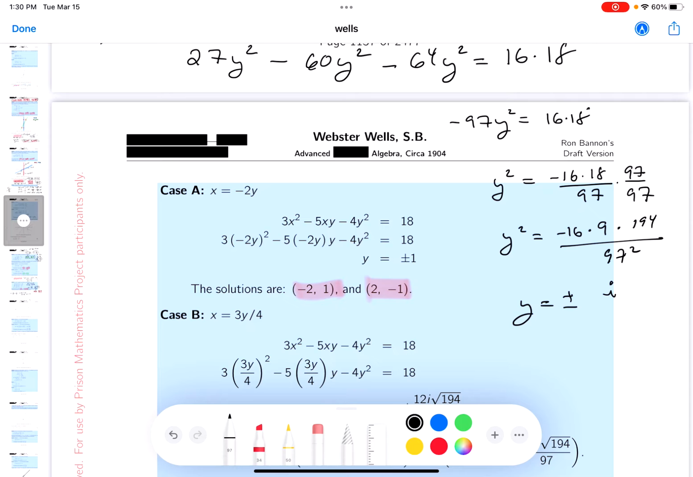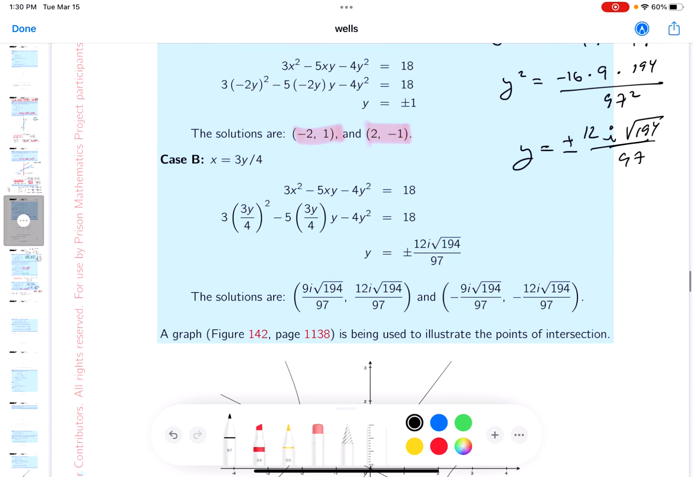All right, so y equals plus or minus, definitely going to be an i. Square root of 16 is 4, square root of 9 is 3, that's 12. Root 194 over 97, and a much nastier number. So I'm going to write them down. I got 2 of them, and it's going to be 12i root 194 over 97, and the other one's going to be minus 12i root 194 over 97.